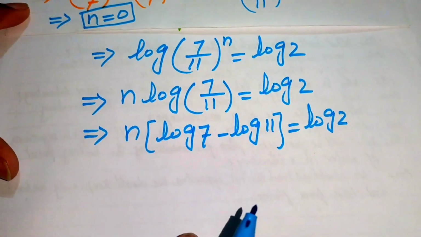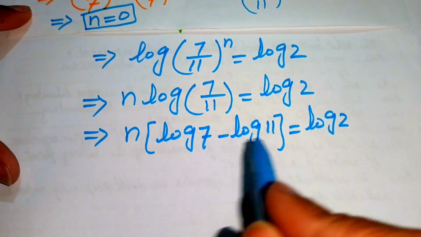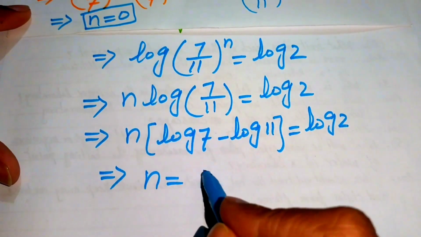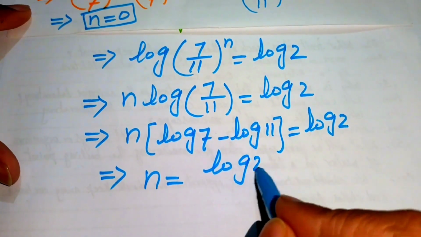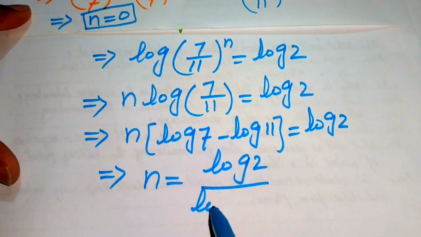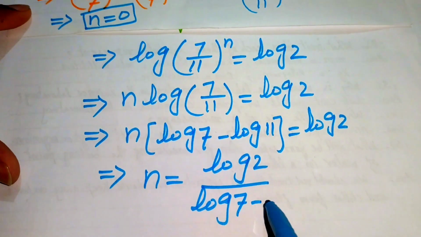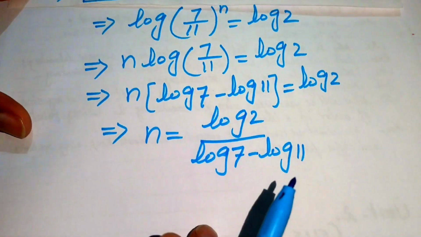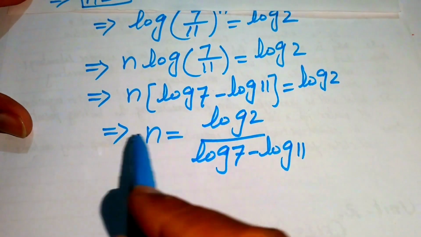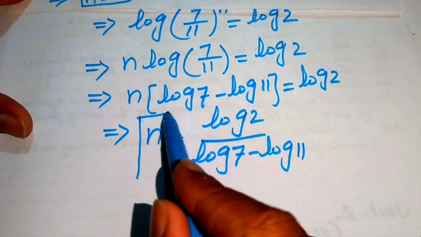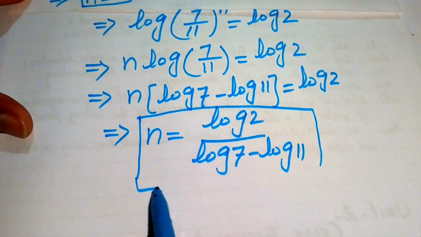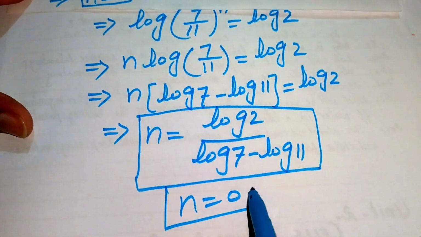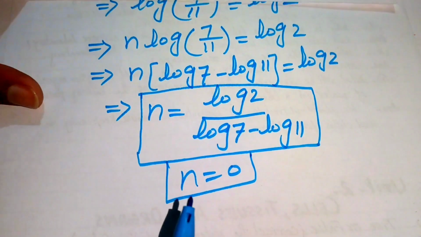And now we move this log 7 minus log 11 to the right hand side, and we get n equals log of 2 divided by log of 7 minus log of 11. So this is our other root of the given equation, and the first root is n equals 0. So this is our final answer of this question.